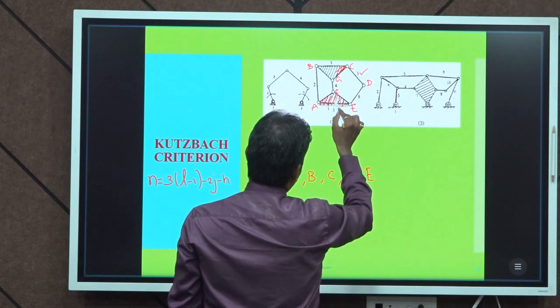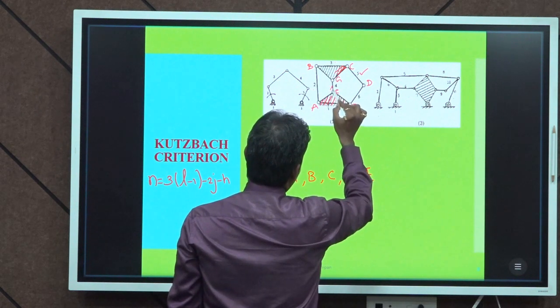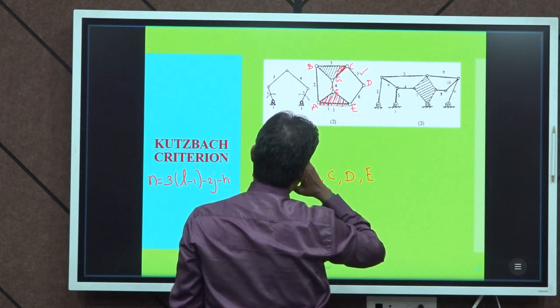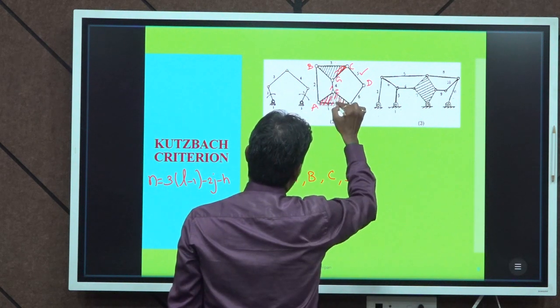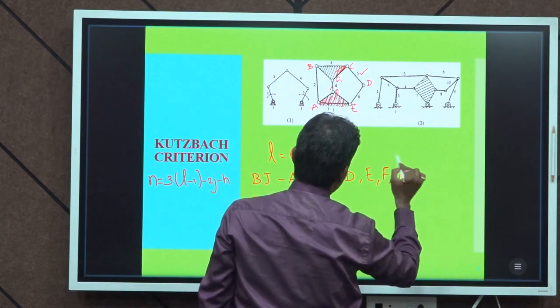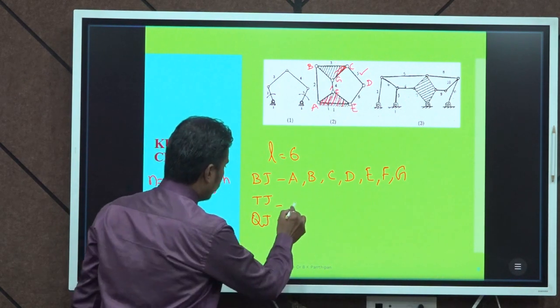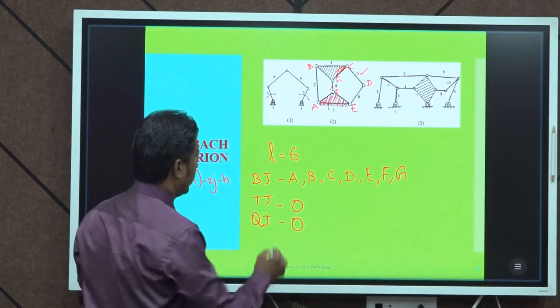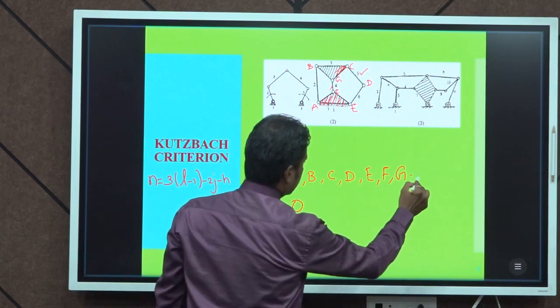Point F, link 1 and link 4 are connected, that is also a binary joint. And point G, similarly, is also a binary joint. There will be no ternary joint and no quaternary joint. Here the count is 1, 2, 3, 4, 5, 6, 7.